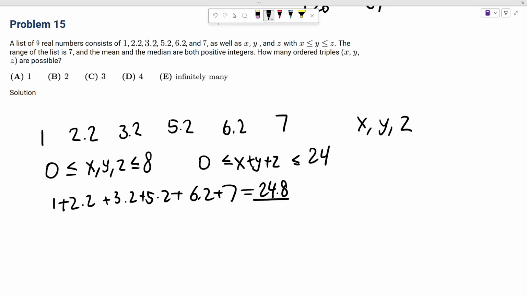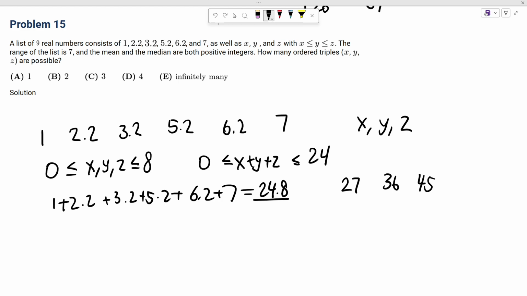And we need this final sum to be a multiple of 9, because there are 9 numbers, so our mean has to be a multiple. So our sum has to be a multiple of 9 for the mean to be an integer. So that means we can go up to 27, 36, 45, or 54. Actually, we cannot go up to 54, because the maximum we can go up to is 48.8, since these 3 can only add up to 24.